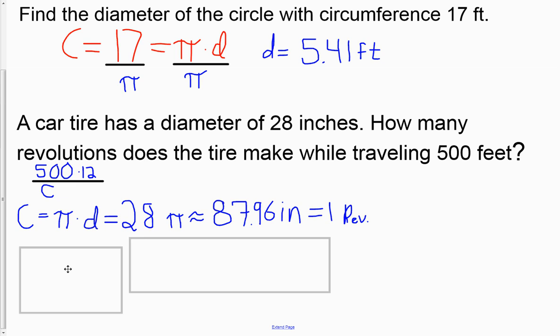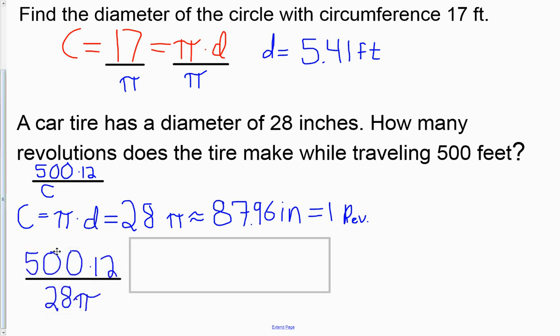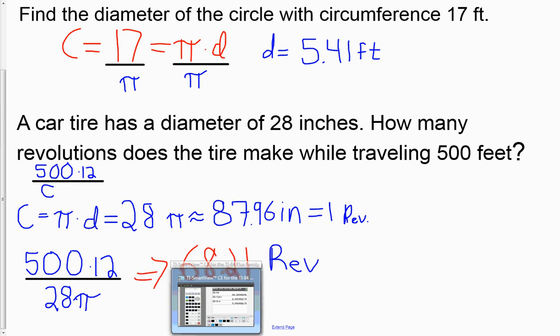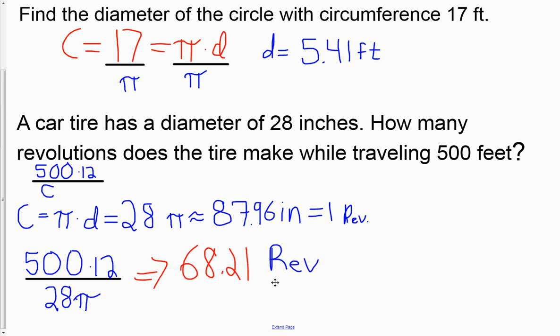That would be one revolution. Now we're going to do 500 times 12. Again, why 12? This is feet, this is inches, so 500 divided by inches doesn't help. We need the same label. So multiplying 500 by 12, you'll get 6,000 inches, divided by about 88 inches, and we get 68 revolutions. So 68.2 revolutions.